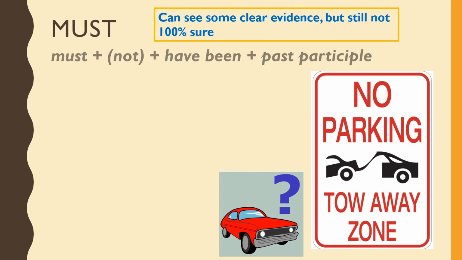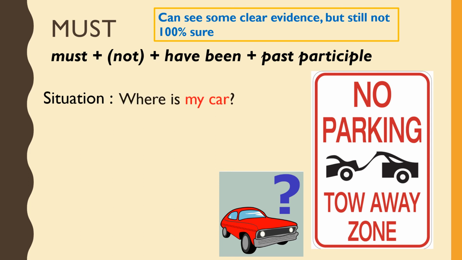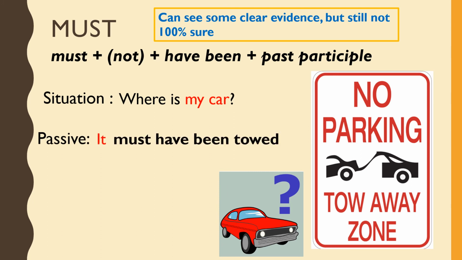Must have been is used when you see some clear evidence and are very sure that the thing you're going to talk about has actually happened, but you are still not 100% sure. The evidence shows what you suspect most. In this situation, where is my car? We suspect that it was towed away by the police because it is of highest chance, not 100% sure yet, high possibility.